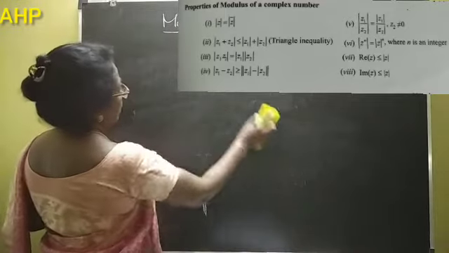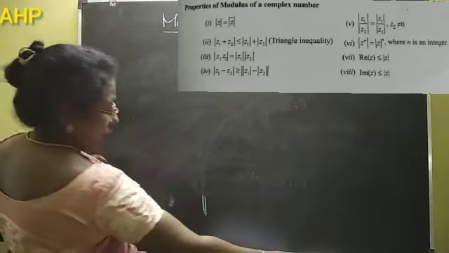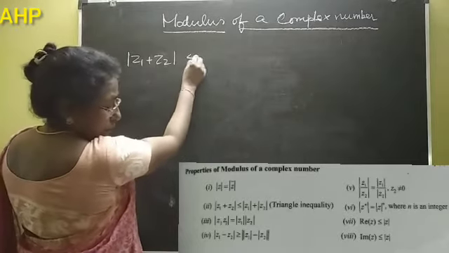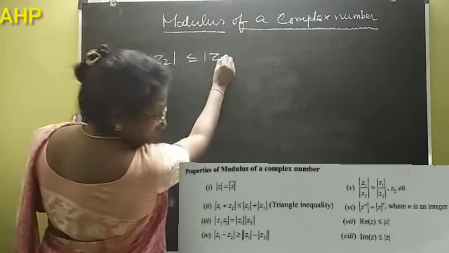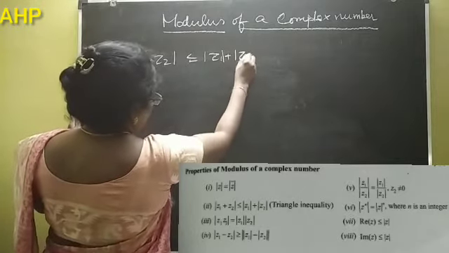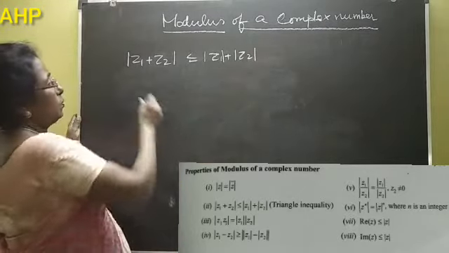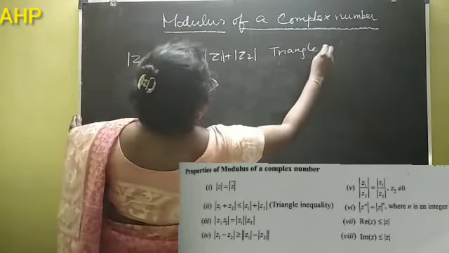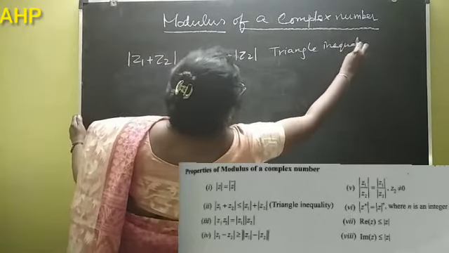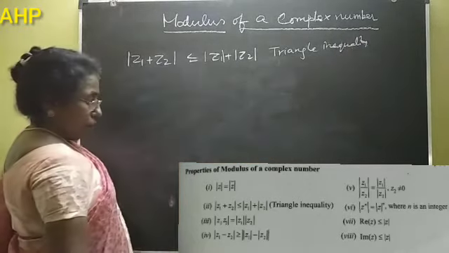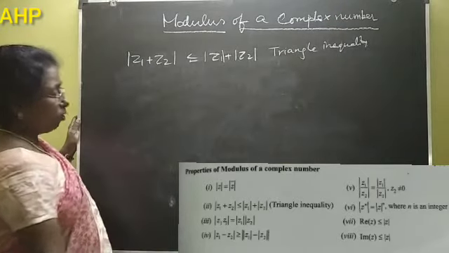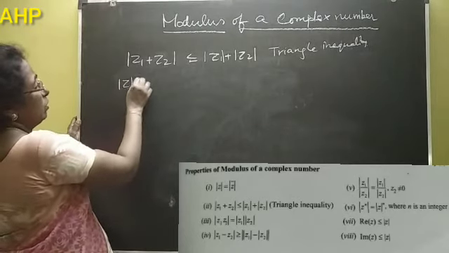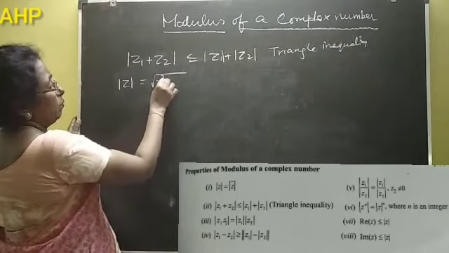Using all these properties, let us prove the property modulus z1 plus z2 is less than or equal to modulus z1 plus modulus z2, and this property is known as triangle inequality. To prove this, we also know that modulus z is equal to root of x square plus y square.